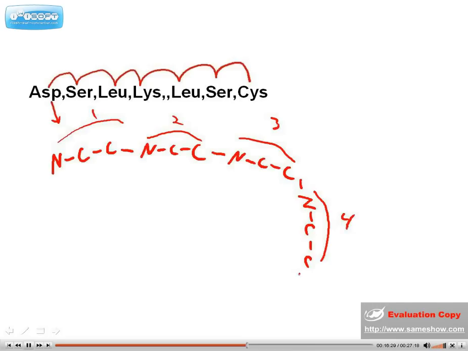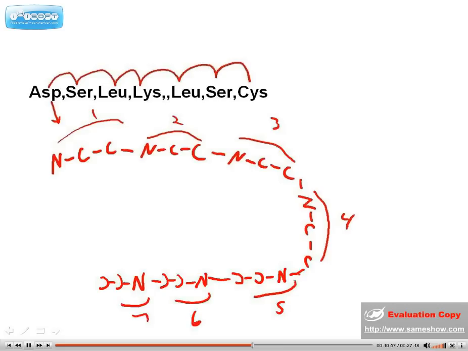And then as I stand up to draw the rest of them, because I'm terrible at drawing backwards, N, C, C, that's 5, N, C, C, that's 6, and N, C, C, that's 7. So 5, 6, 7. I then go ahead and number up top.